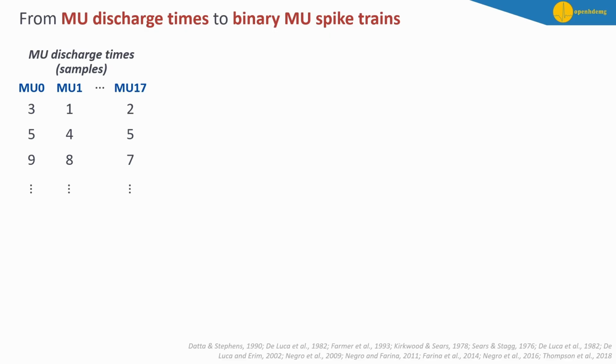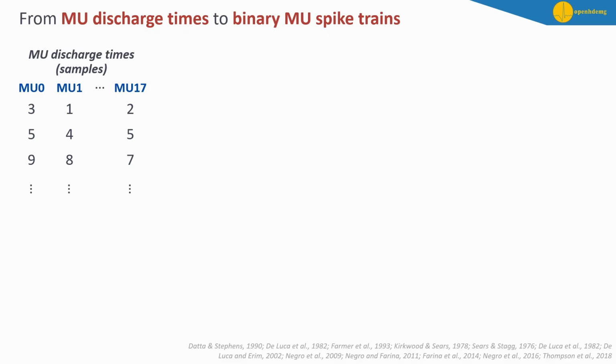blind source separation or the software you use to decompose. So now, for example, if you go in our software and decompose the units there, the result of the decomposition commonly provides you the samples, as you can see here on the top left, or the times where the units discharge. For example, here we have an example of motor units 0, 1 and 17, and you see that these units discharge at the samples 3, 5, 9, and so forth. And by knowing, of course, the sampling frequency, you can have the discharge times.